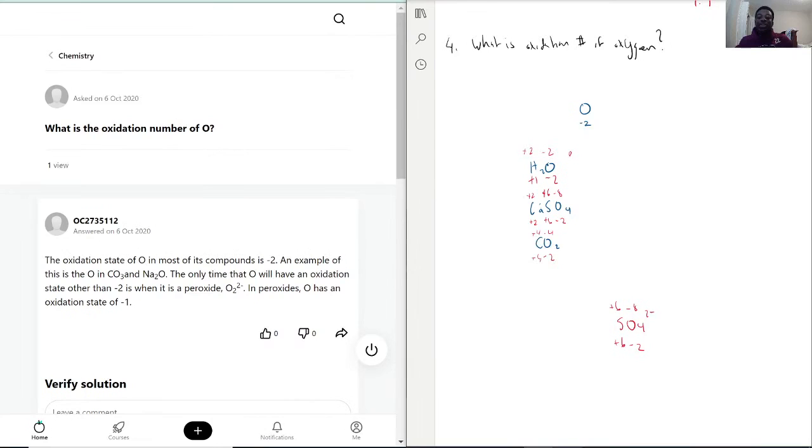Now, I've said all this, but just like with everything in life, there's always exceptions. There is one time that we know so far where the oxidation number of oxygen is not -2. At least the one that typically we address and care about. And that is when it's with hydrogen peroxide. And hydrogen peroxide is known as H2O2, okay?